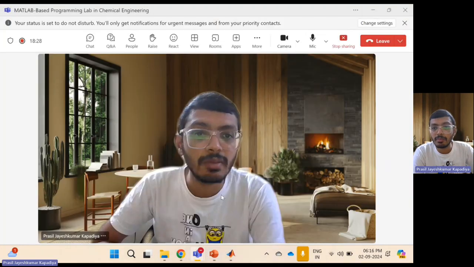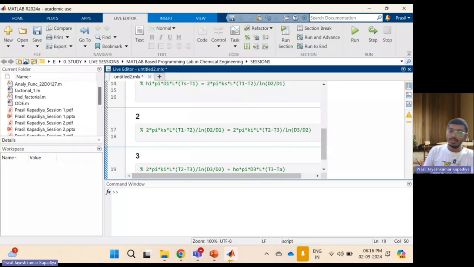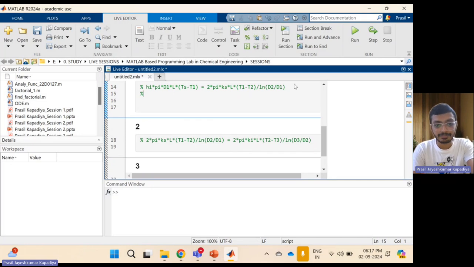So let me just check my mic. Okay. So we have written three equations. Now, what is unknown to us? From all the equations, Hi we are assuming fixed value, pi fixed value, D1 we know, L is cancelling out in all equations from both the sides. Actually, pi and L both are cancelling out from both the sides. So let's not worry about it. Ts we know, steam temperature we know, T1 we don't know. Right hand side T1 and T2. What is the unknown here from all these three equations? T1, T2, and T3 are unknown. So let's try to simplify this equation.